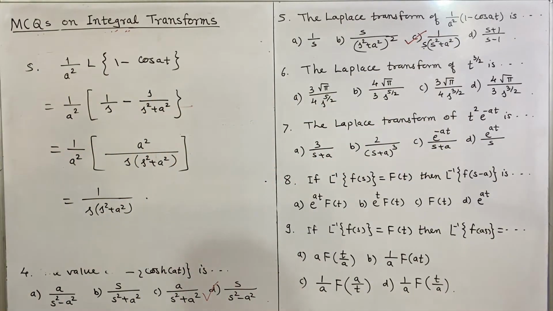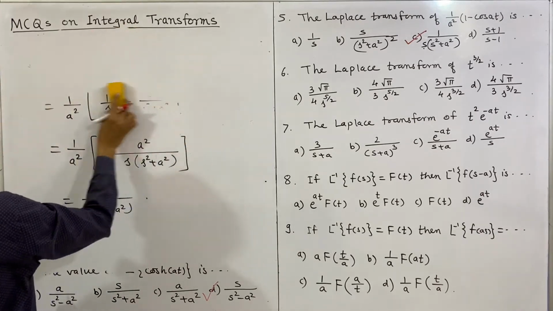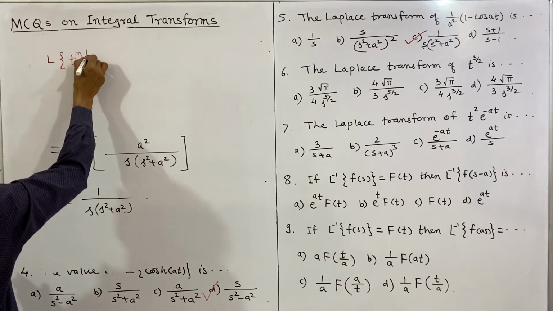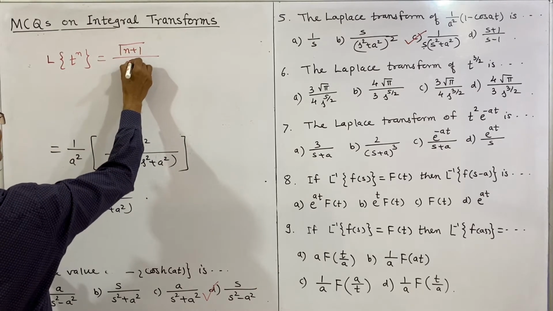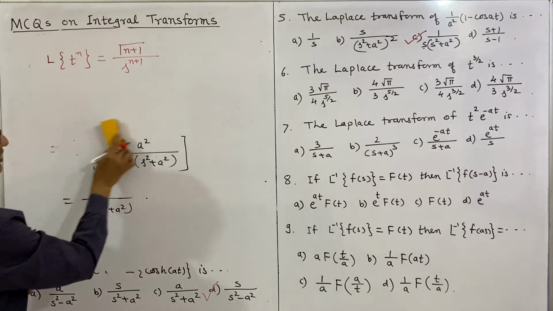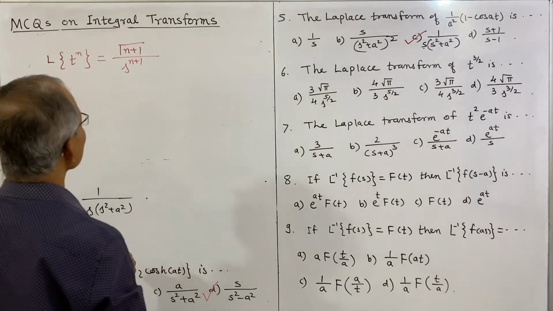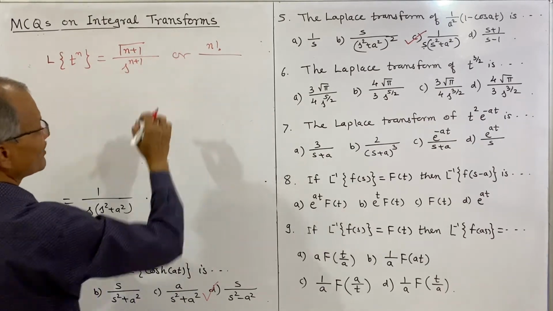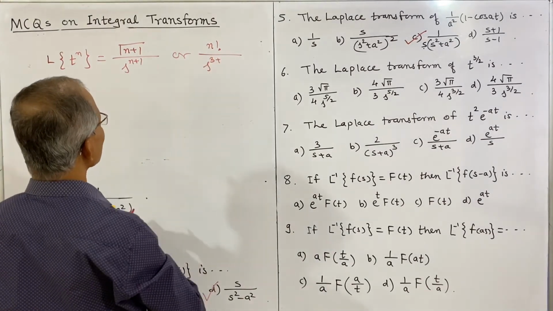Next is the Laplace transform of t power 3 by 2. Using the formula, we have L of t power n in general is gamma of n plus 1 divided by s to the power n plus 1, if n is not an integer. Then we have to use this formula. If n is an integer, then it is n factorial divided by s to the power n plus 1.